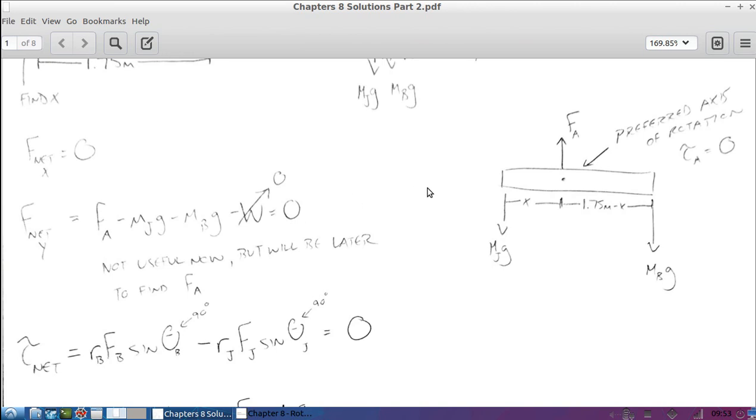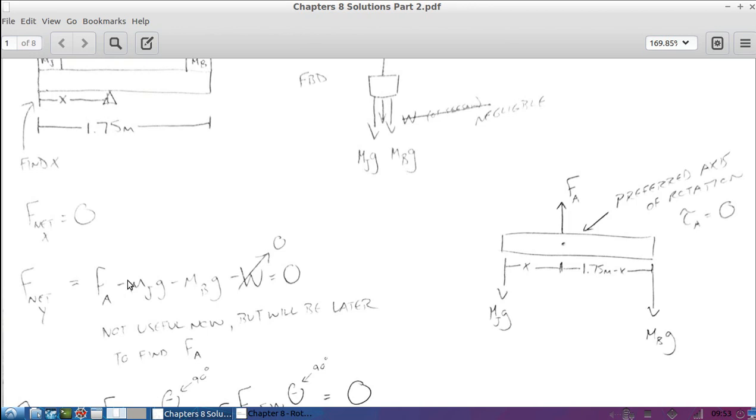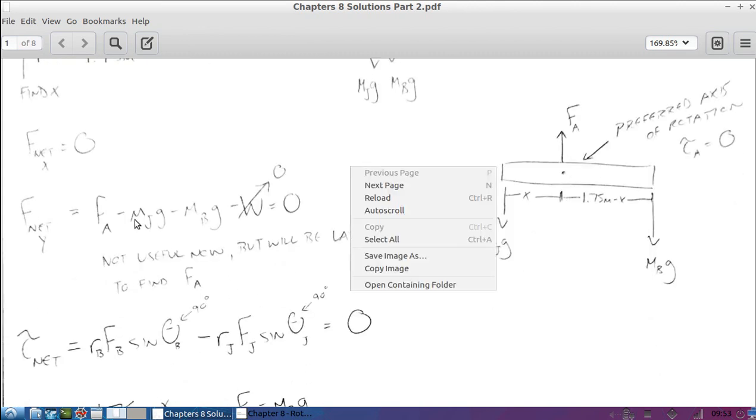What are our forces in the y direction? I've got the force due to the pivot point, due to this fulcrum, in the positive y. That's a contact force. And then I've got the two weight forces due to John and Bob in the negative y direction. Now I know the masses of John and Bob. I could solve for A. So go ahead for fun, solve for the force due to the fulcrum.